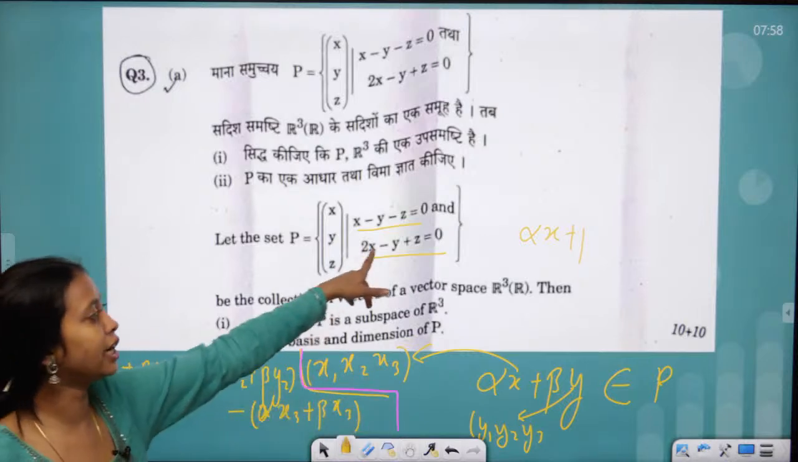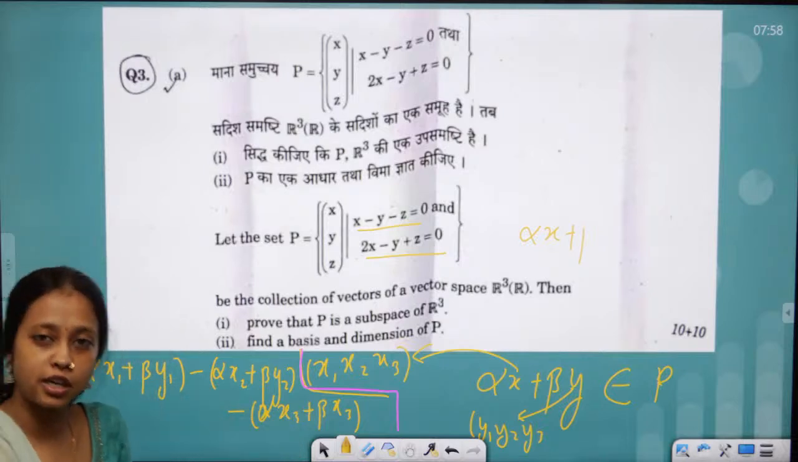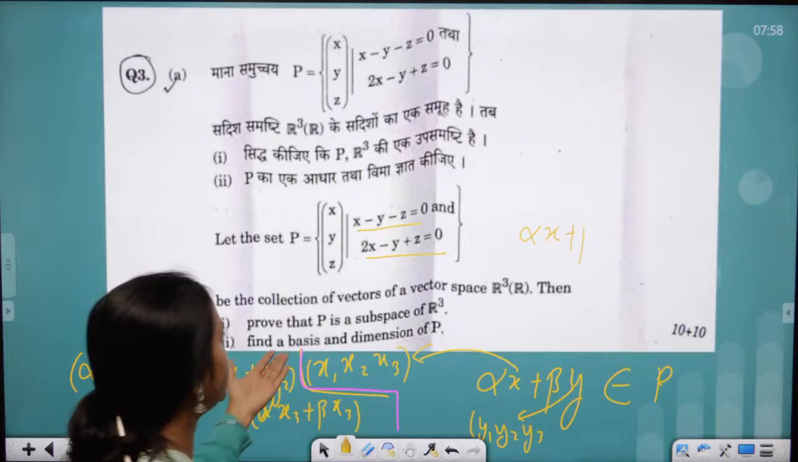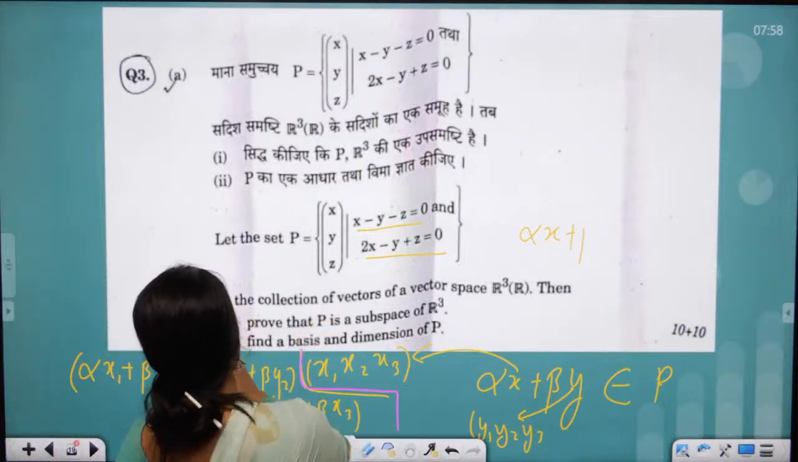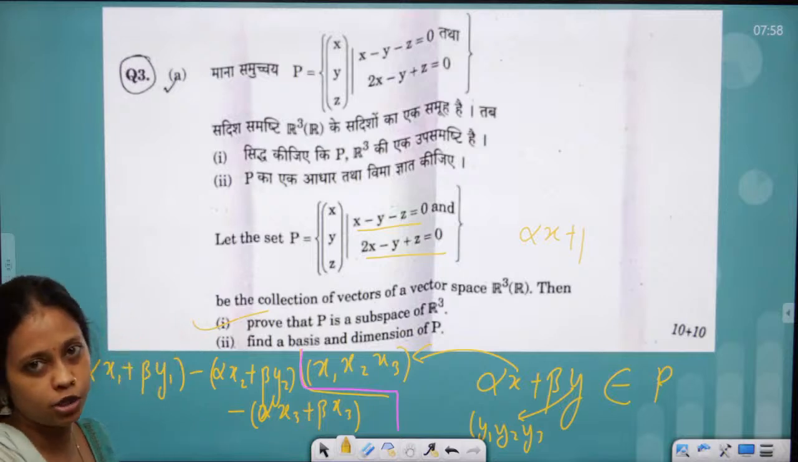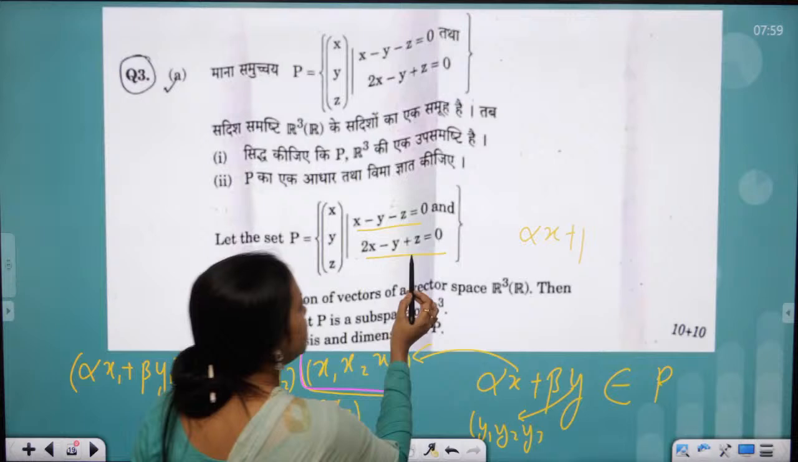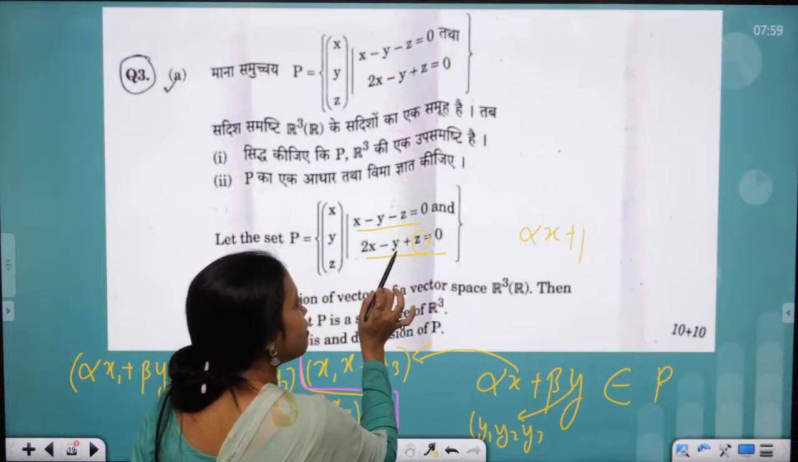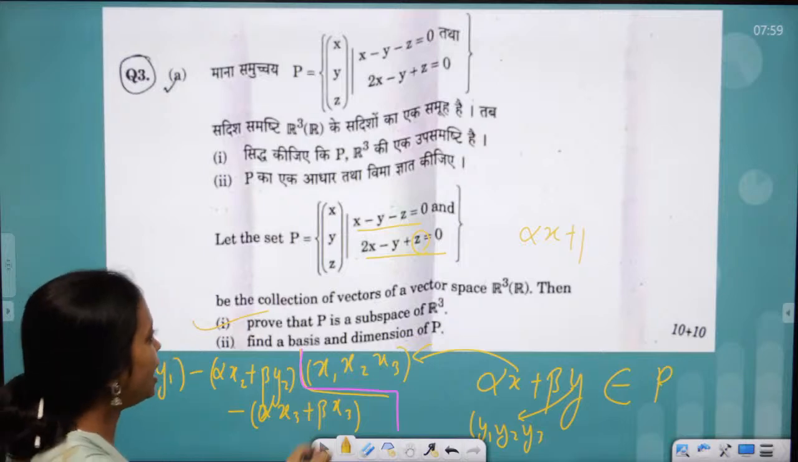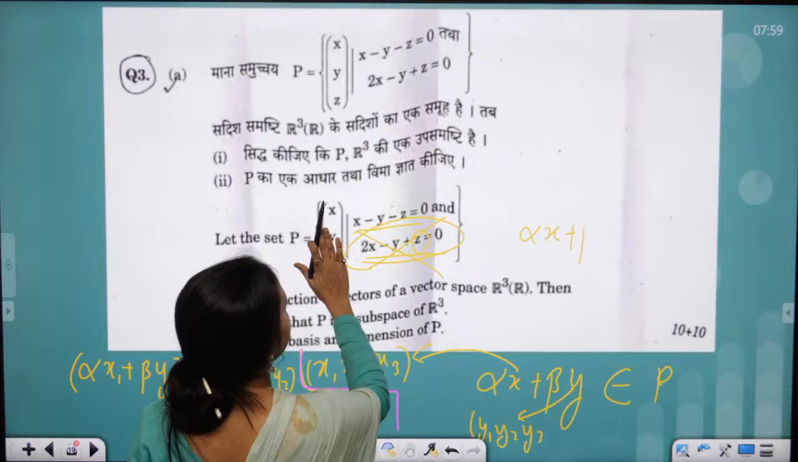Do the same for the second condition. The second condition should also be satisfied. Once both of them are satisfied, you have alpha x plus beta y belongs to P, and the first part is done. Now, basis and dimension of P. How do we do that? You eliminate your variables from here. You eliminate z. I want to eliminate this condition. How can I eliminate it?